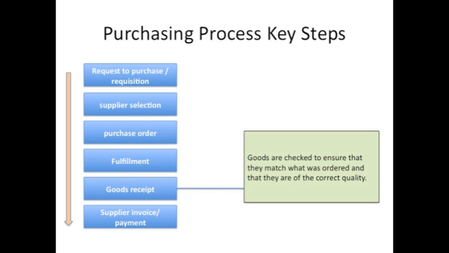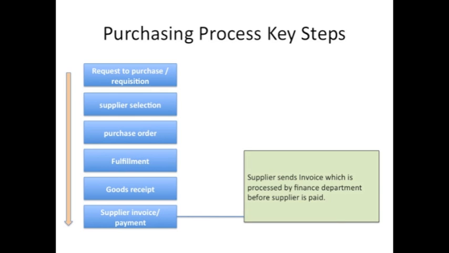Once received, the goods will typically undergo some form of goods receipt process where the materials are checked to ensure that they are what was ordered and that they are of the correct quality. Once they've passed inspection, the goods will normally be put into stock or issued to the requisitioner.